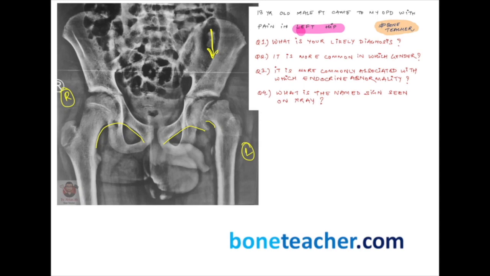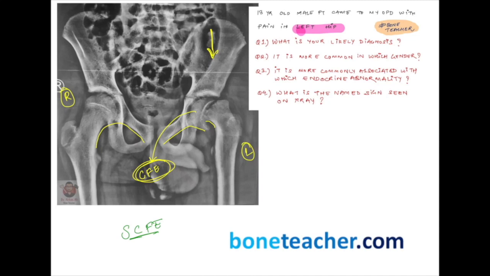And what do you notice? You notice that the head of the femur, that is this part, the capital femoral epiphysis, seems to have slipped over the neck. So this is what we call as your slipped capital femoral epiphysis. And this is the diagnosis of this X-ray. This is the reason for pain in the left hip in this child. So my diagnosis is slipped capital femoral epiphysis of the left hip.